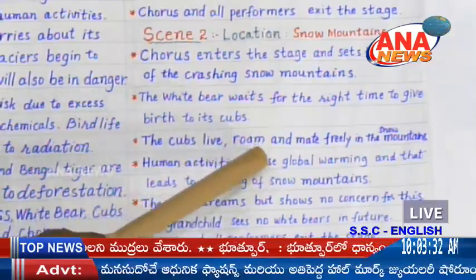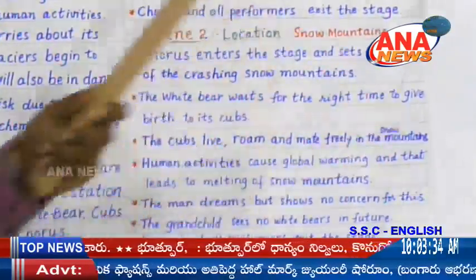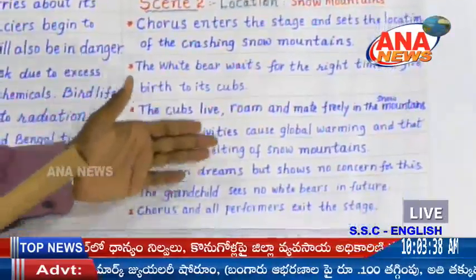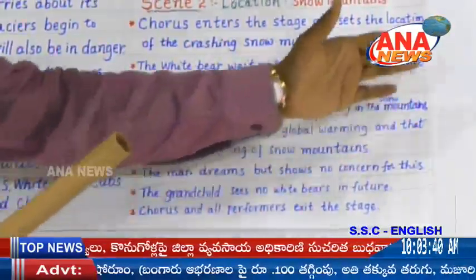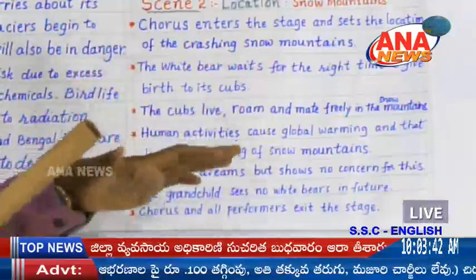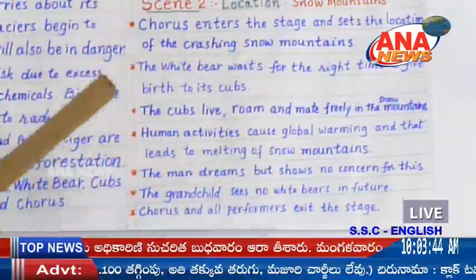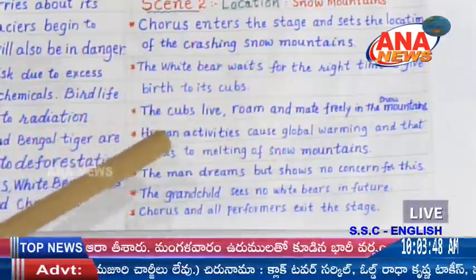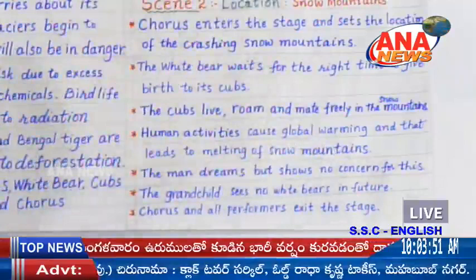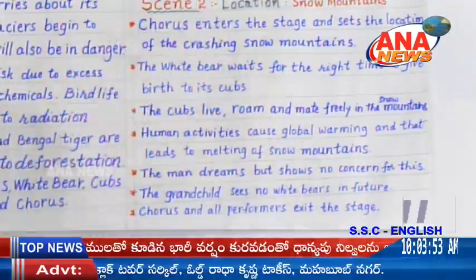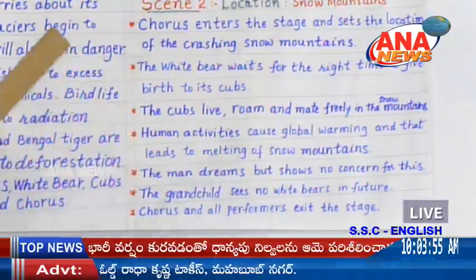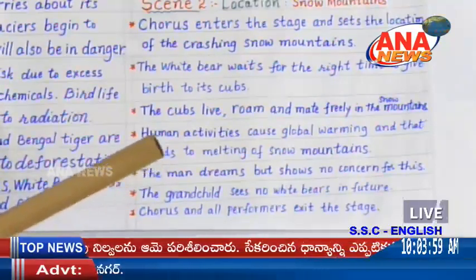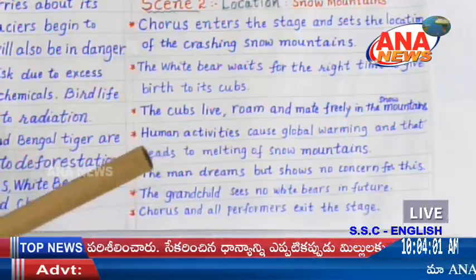The cubs live, roam and mate freely in the snow mountains. And these cubs will be the last ones. And human activities cause global warming and that leads to melting of snow mountains. So, snow mountains enduku karigipotunnayi? Because of man. Manam already cheppukunnam. Man has become a threat to entire wildlife and even to the environment.